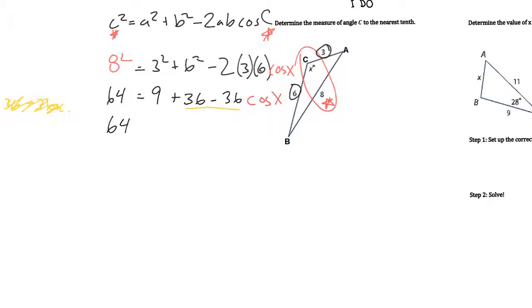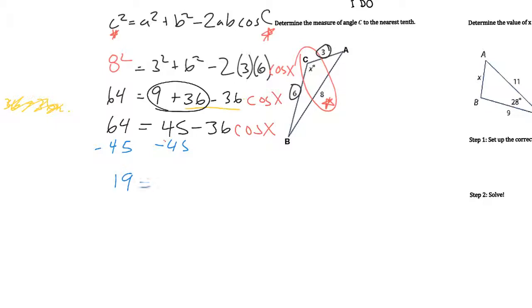So I get 64 equals, I could add 9 and 6 because they are like terms. That's 45 minus 36, and I still have that cosine x there. So I'm trying to isolate the x, so let's get rid of this 45. I'll just subtract it from both sides. We get 19 equals negative 36 cosine x.